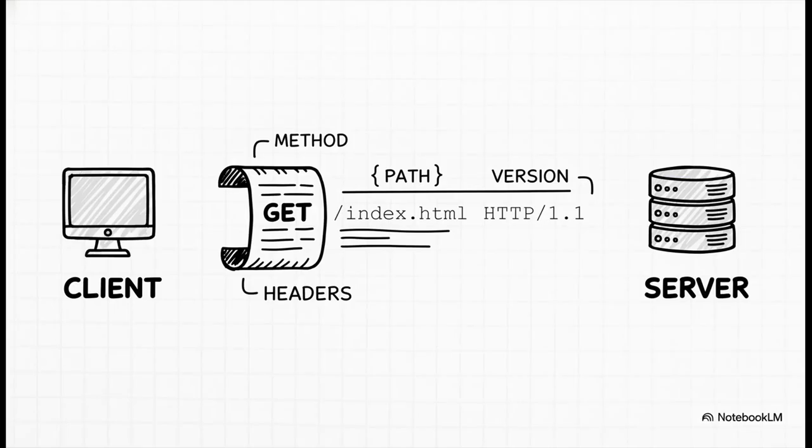And what's wild is that under the hood, an HTTP request is surprisingly simple. It's just plain text. You or I could read it no problem. The first line is the most important. It's got the method, GET, the path to the file, and the protocol version. The lines that follow are called headers, and they just give a little extra info, like which server to talk to and what kind of browser is doing the asking.